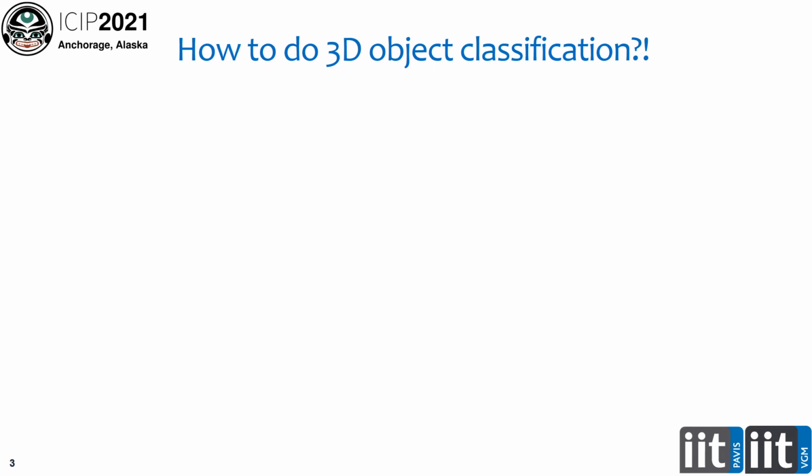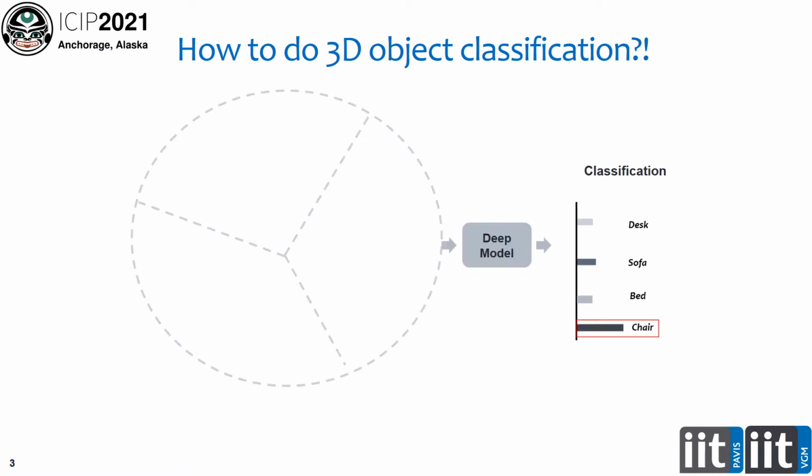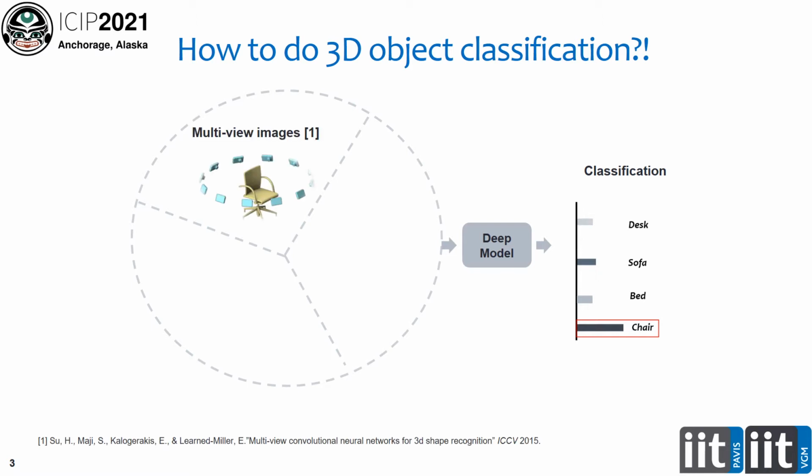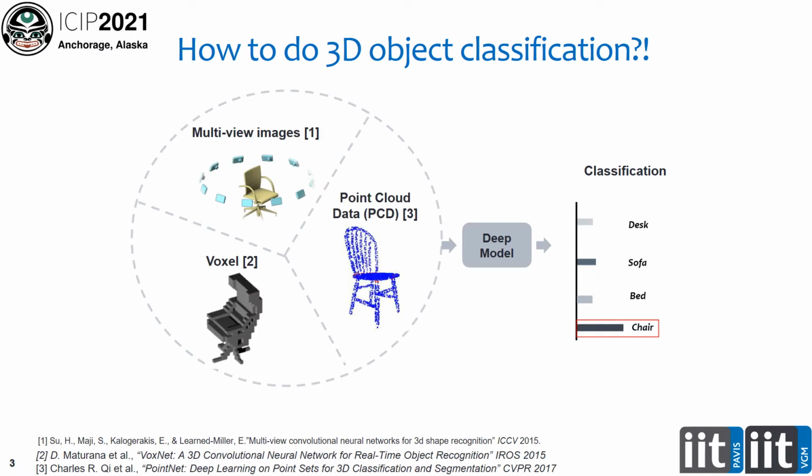But the question is, how to do 3D object classification? There exist various ways to process 3D data for object classification using deep models, where the most common ones are multi-view images, voxel, and point cloud data. However, point cloud data-based networks gained a lot of attention in recent years because point clouds are simple, which helps to avoid the complexity of other data formats, and so they are easier to learn from.